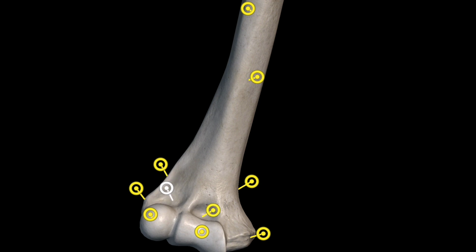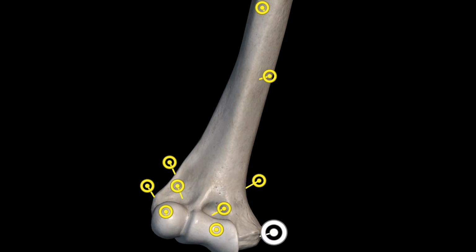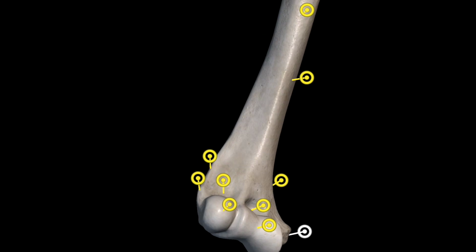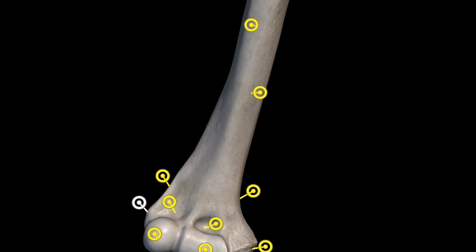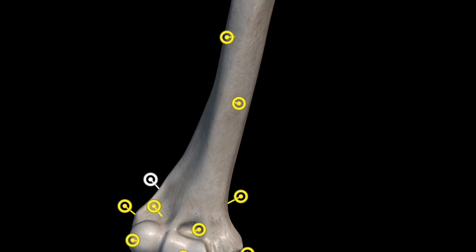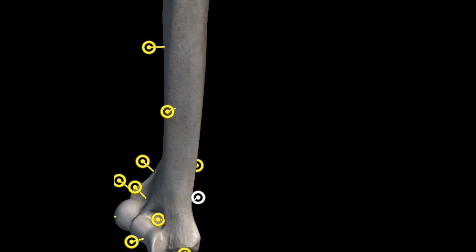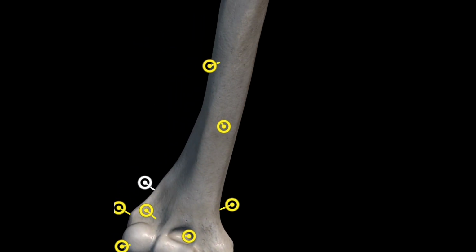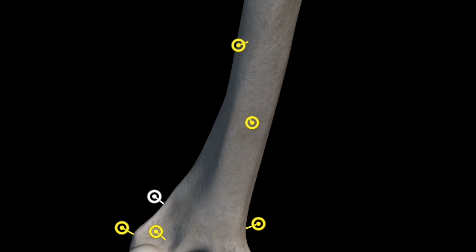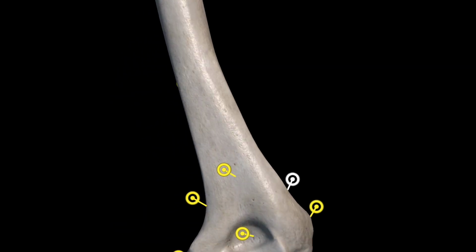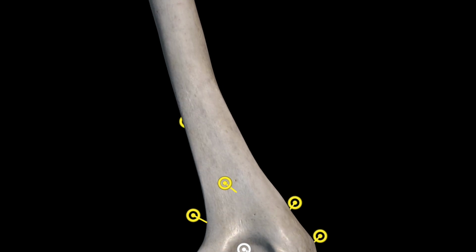On the medial side you have the medial epicondyle and on the lateral side the lateral epicondyle, and there are the lateral and medial supracondylar regions. Now on the posterior side you can see the olecranon fossa, because here the olecranon process is attached.